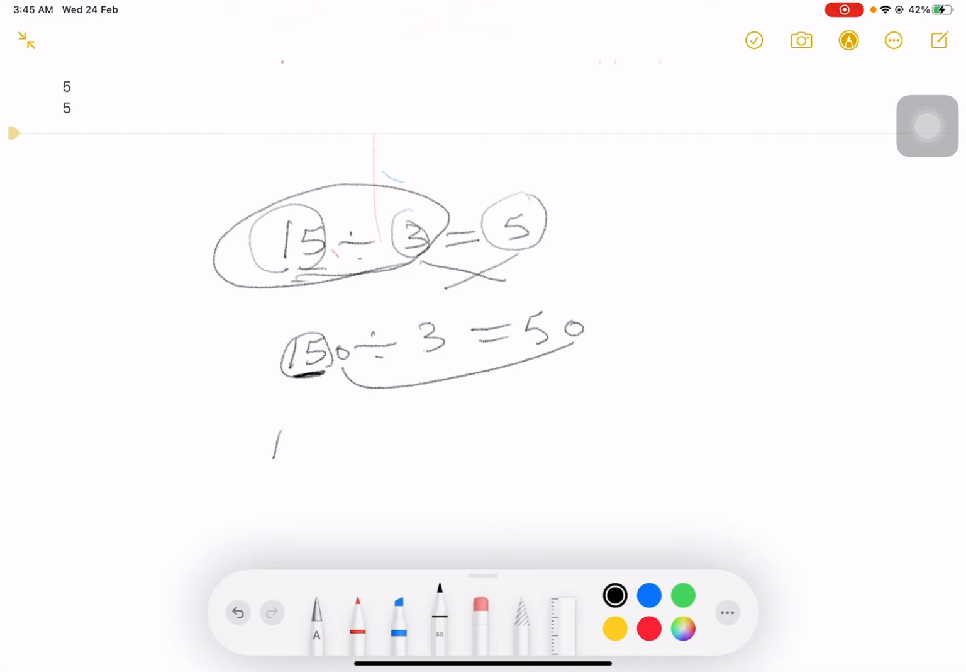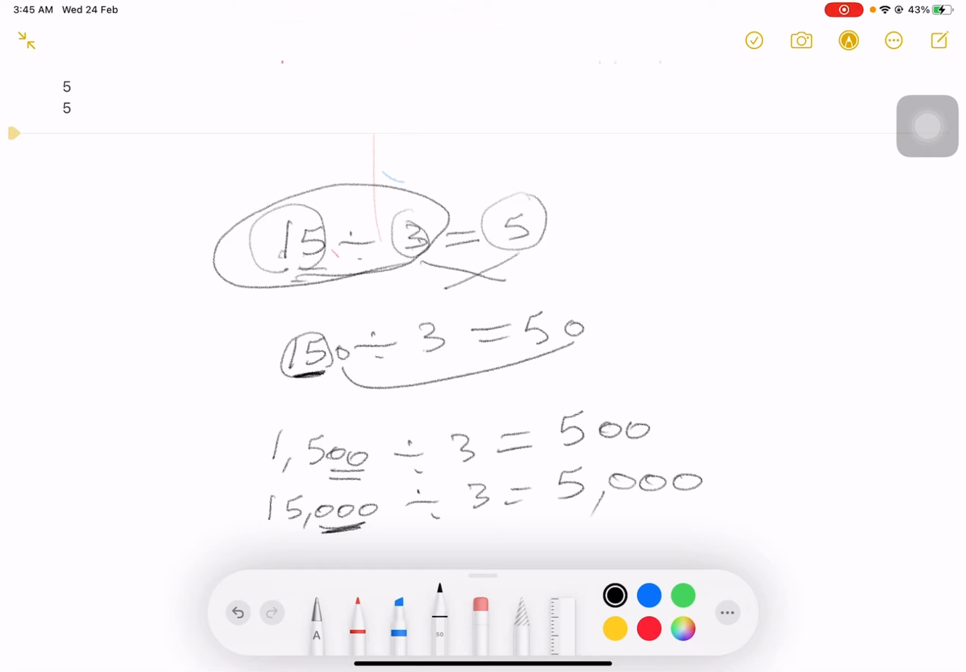If I have 1,500 divide 3, again, go to the basic fact. The basic fact here, 15 divide 3. The answer is 5. But in this case, I will drop 2 zeros, so the answer is 500. If I have 15,000 divide 3, go back to the basic fact. It's 15 divided 3. So the answer is 5, and you are going to drop 3 zeros. So the answer is 5,000.